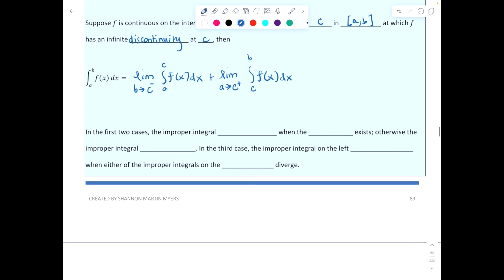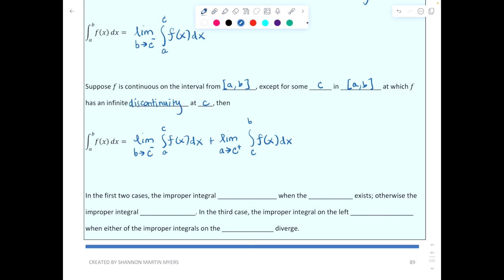In the first two cases, the ones we did without the sum, the improper integral converges when the limit exists. Otherwise, the improper integral diverges. And if one of them diverges in the sum case, then the improper integral diverges. Otherwise, you'll get the sum of the two limits.